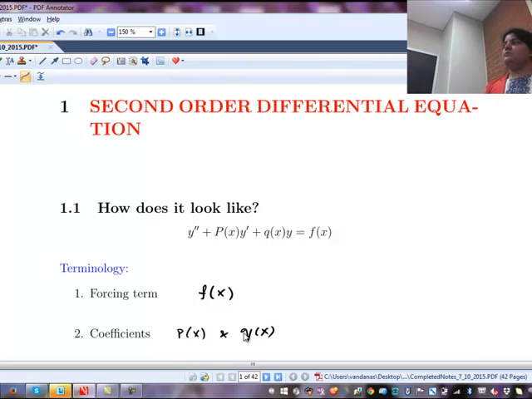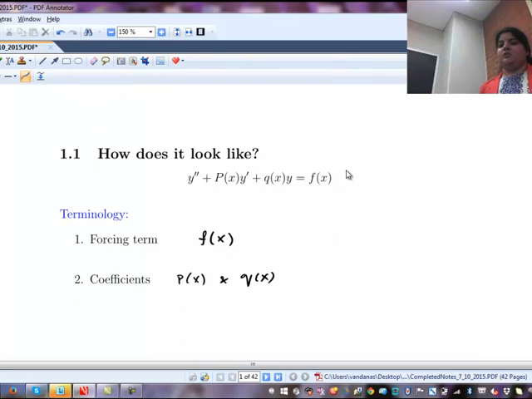Now if the p(x) function and q(x) function are continuous on some interval, together with f(x) being continuous, then the solution of this differential equation will exist. So we will have a solution for this differential equation. In order to say that a solution is there, you just have to check whether p(x) and q(x) are continuous on some interval. This is also called the standard form for a second order differential equation.